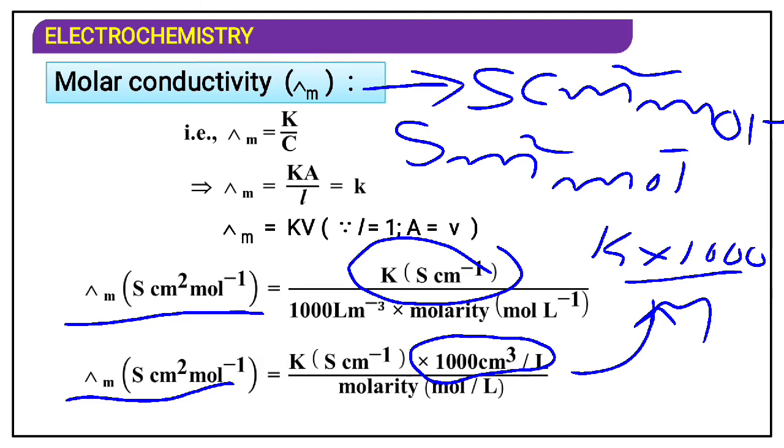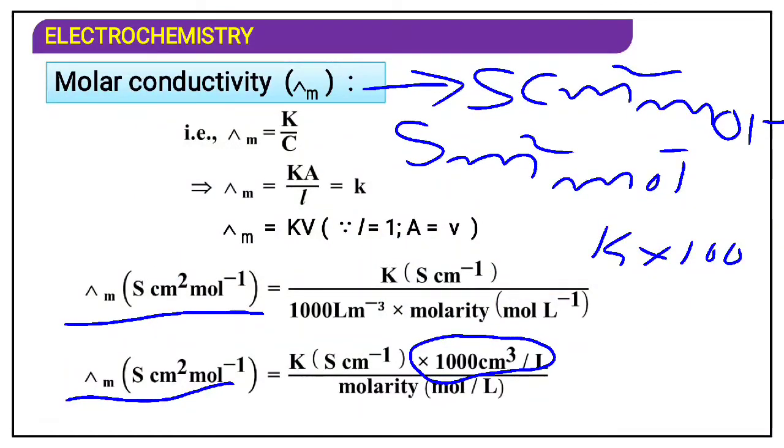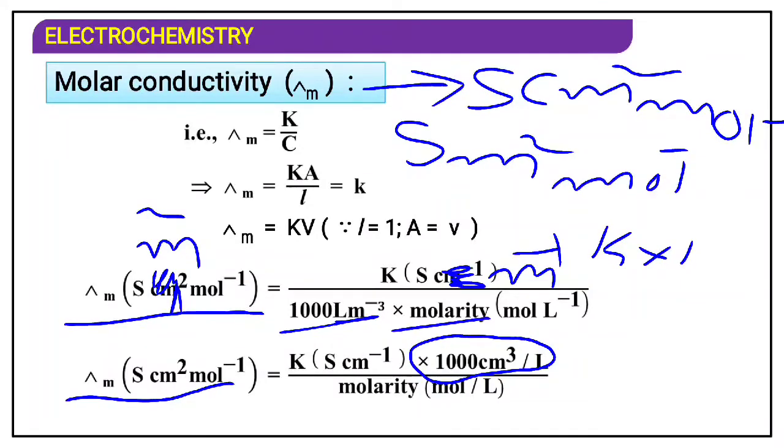The correction is, if you want to get the lambda m value in Siemens meter, it is not centimeter, it is meter square. When you want to get the lambda m value in Siemens meter square mole inverse, the K value you should take in Siemens meter inverse, then divided by 1000 into molarity.